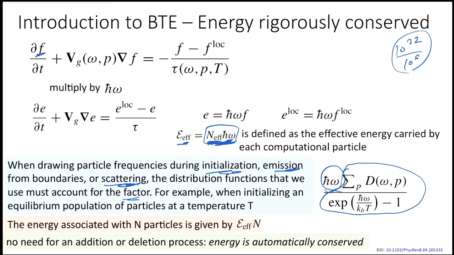So the distributions from which we are going to emit the particles would also contain this h bar omega. If there are n such bundles, each phonon bundle has energy epsilon effective, so we would get total energy to be n times epsilon effective. In this case, the energy is exactly conserved, so no addition or deletion of particles is actually necessary. Okay, is this part clear so far? How we have conserved the energy?